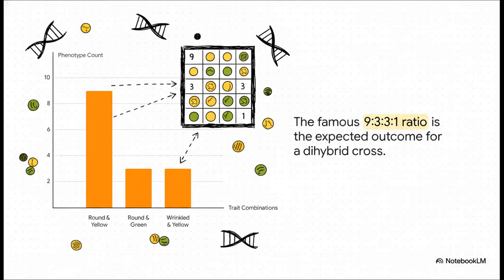And what's amazing is that when you cross two parents that are heterozygous for both traits, a super predictable pattern emerges. You almost always get this famous 9:3:3:1 ratio in what the offspring look like. 9 will show both dominant traits, 3 of each mixed combo, and only one lonely little guy will show both recessive traits.